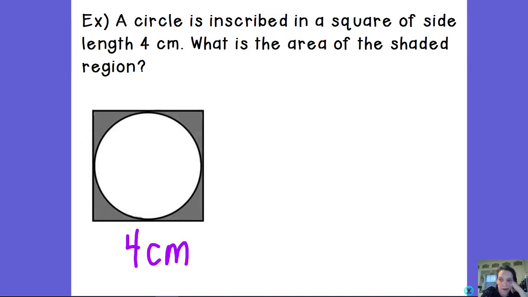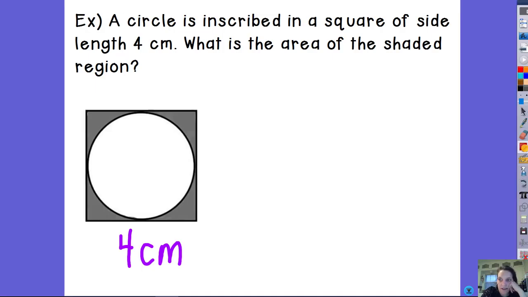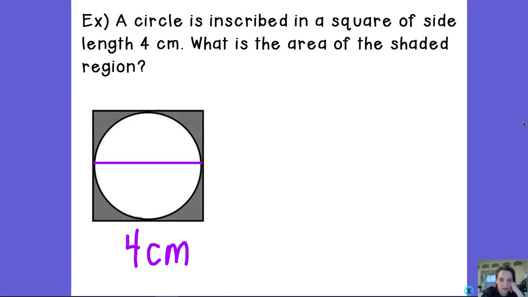So if I'm thinking about my circle, that would be the same thing as the diameter of the circle. So the diameter of my circle is 4 centimeters. So that means that the radius is half of that. My radius is going to be 2 centimeters. So the radius of my circle is 2 centimeters.